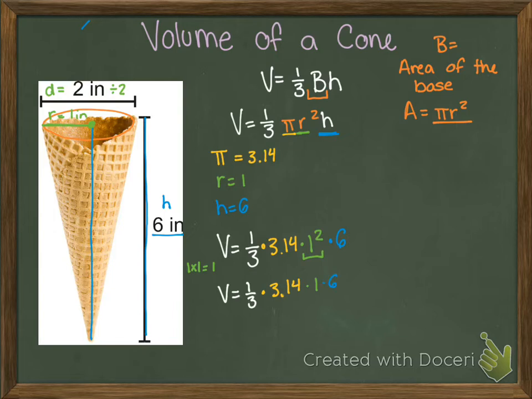Our next step that we could do in PEMDAS is multiplying. So we can go ahead and multiply all of these pieces together. And that includes the 1/3, or you can wait to divide it, whatever one is more comfortable for you, but I'm going to go ahead and do it all together. So 1/3 times 3.14 times 1 times 6 gives me 6.28. Now technically this is going to be in inches cubed because it is measuring volume, but when entering this answer on your Google form, just leave it as the number and enter 6.28.